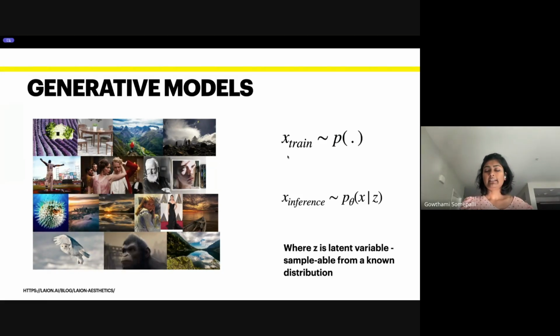So during training time, let's say we have these internet scale datasets from LAION, and we can think of them as all coming from some underlying distribution. And during inference, we want to come up with an approximate probability distribution, which we can sample from, given some latent variable. How do you sample from a distribution? You need to start from something, right? It can be a latent variable, or your latent variable could just be a text prompt, and so on.